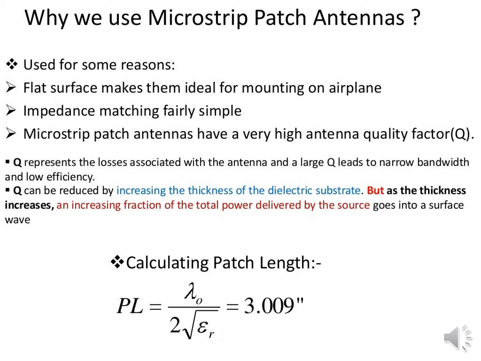Coming to the quality factor Q, it represents the losses associated with the antenna, and a large Q leads to narrow bandwidth and low efficiency. So Q can be reduced by increasing the thickness of the dielectric substrate. When the thickness increases, automatically a fraction of the total power delivered by the source goes into the surface wave. So calculating the patch length, PL is equal to lambda naught divided by 2 root of epsilon r, which is equal to 3.00.